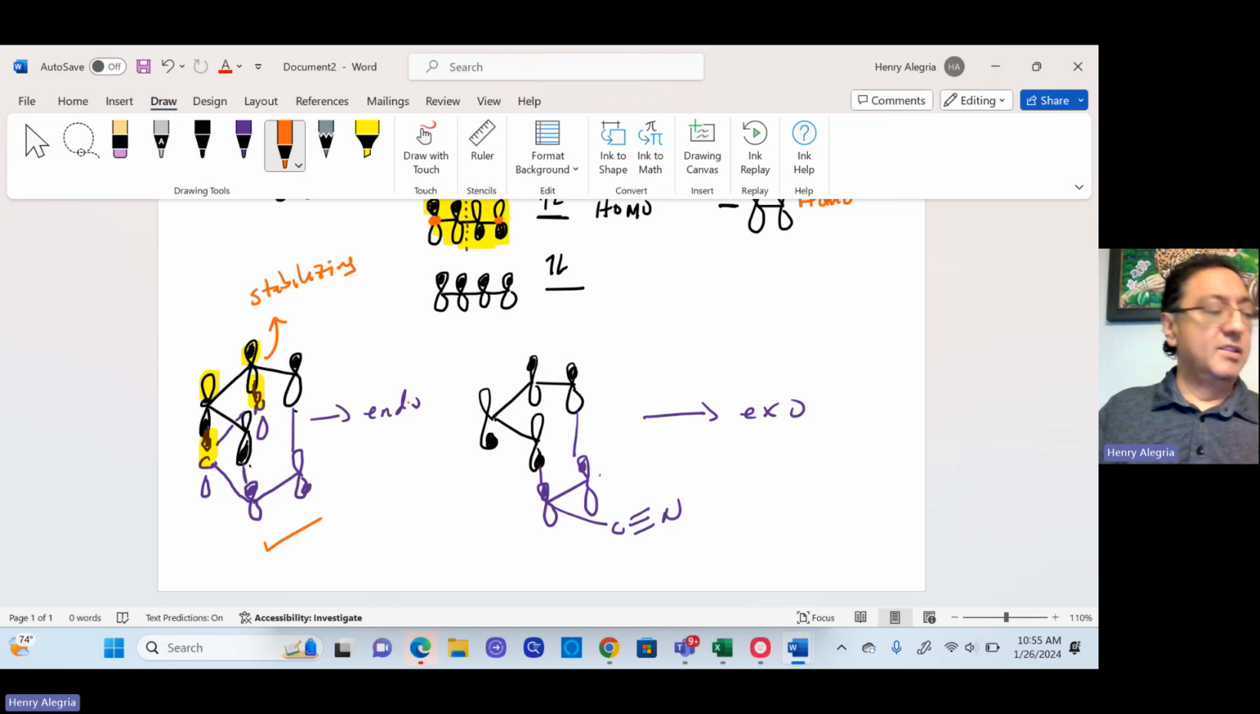If my drawings are bad, you probably can look up a video. Khan Academy, Leah Fisher, they have good videos which try to show a little simulation of this. You can see, but that's the reason why the endo rule actually holds.